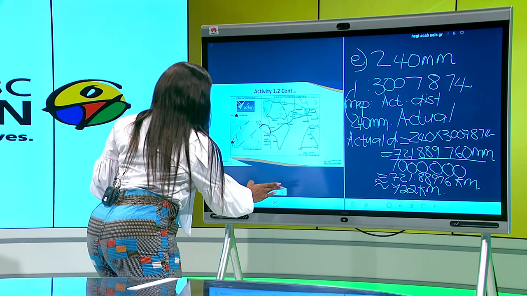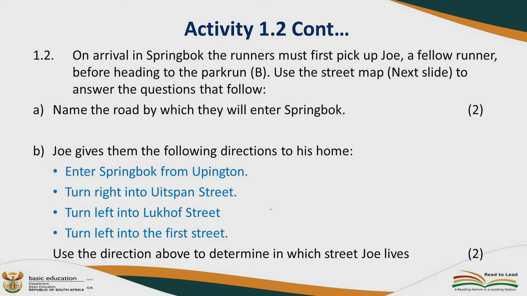Let's continue with our activity. 1.2 is still a continuation of the previous activity that we've been doing. On arrival in Springbok, the runners must first pick up Joe. Joe is a fellow runner before heading to Park Run B. Use the street map on the next slide to answer the questions that follow.